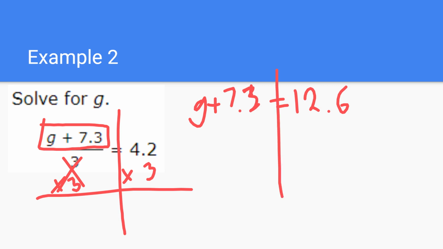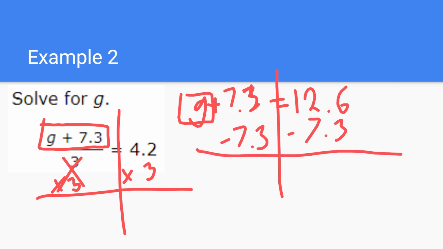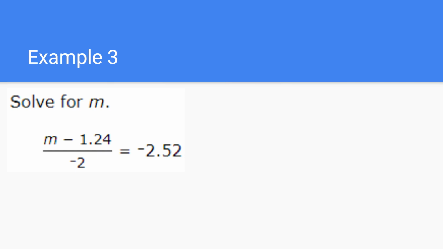So draw my river, box up my variable. I'm left with plus 7.3, so I'm going to do the opposite. I'm going to subtract 7.3 on both sides. This right here will cancel out, and then in my calculator, I'm going to do 12.6 minus 7.3, and then I end up with 5.3 as my answer. So G equals 5.3. Simple enough. All right. Next up, I would say this is the difference of m minus 1.24 divided by -2 equals -2.52.